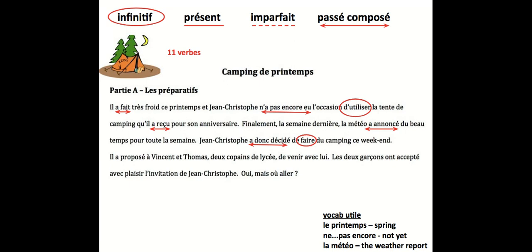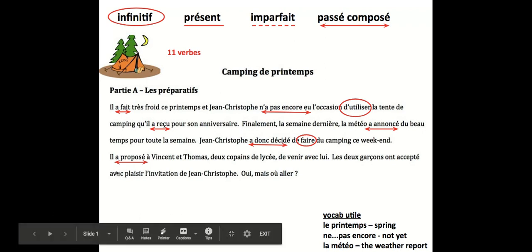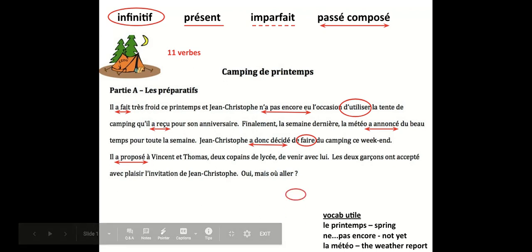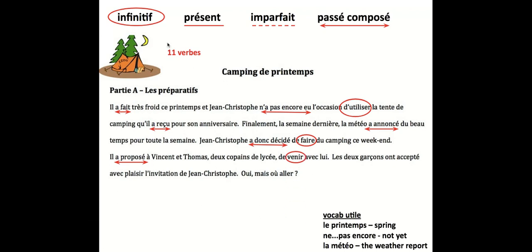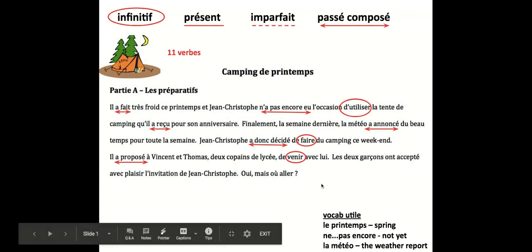Okay, phrase suivante. Il a proposé à Vincent et Thomas, deux copains de lycée, de venir avec lui. Okay, we've got two verbs in this one. Did you get them? The first one is il a proposé. That's in passé composé. So helping verb, participe passé. And then our next verb is venir. That's in the infinitive form, ending in IR.